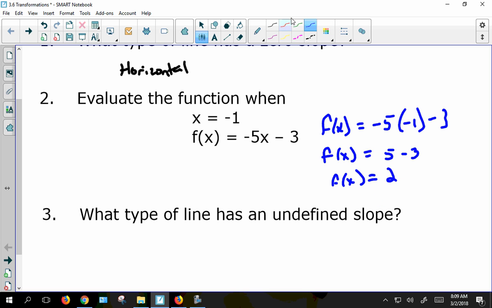Now, some teachers, and I don't want to throw too much at you at once, but some teachers will write f of -1. That lets you know that you're putting -1 in for x.